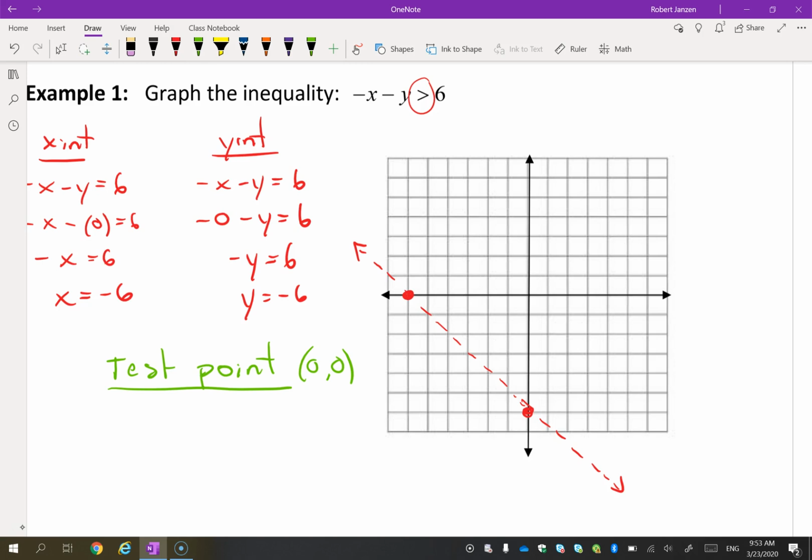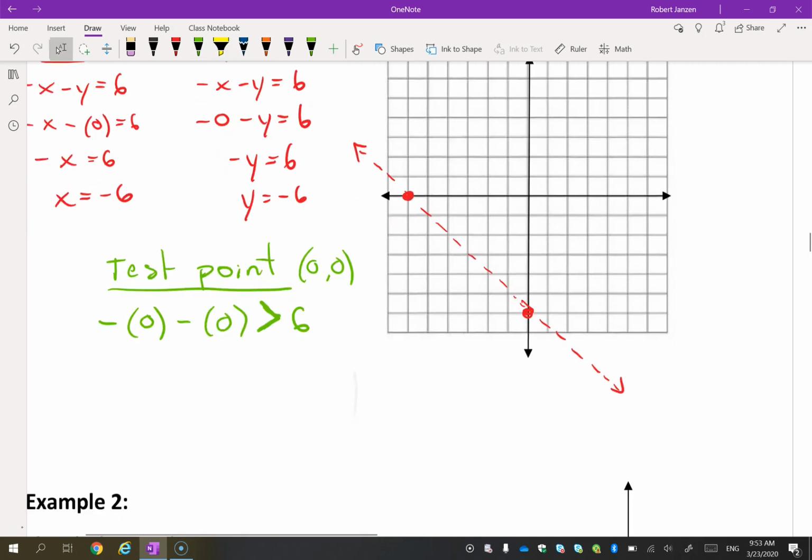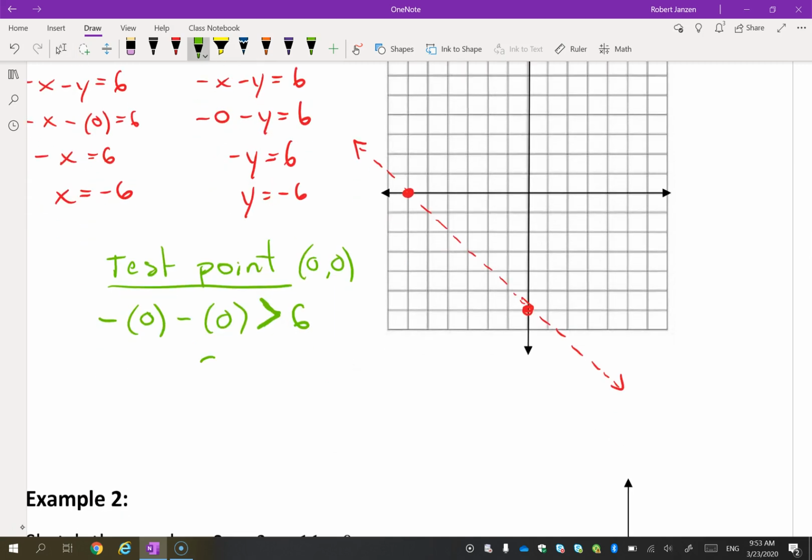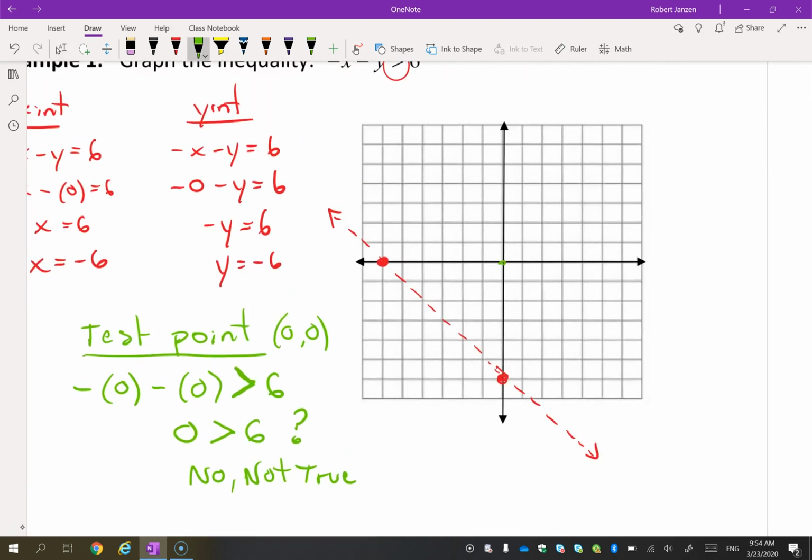What I want to do is put it into this equation and see if the statement is true. So, negative 0 take away 0 is 0. Is 0 greater than 6? Well, no. 0 is not greater than 6. This is not true. This tells me this point doesn't work in the inequality, so that means I want to shade on the other side of the line.